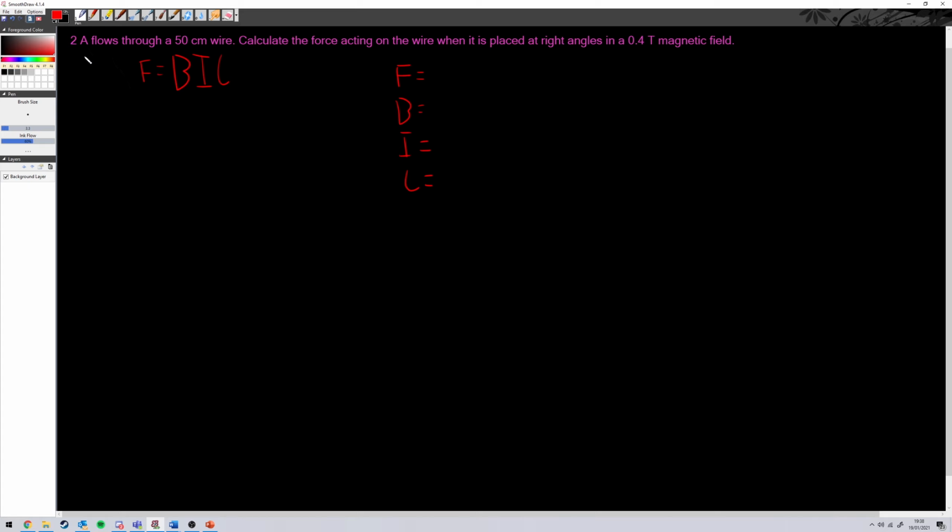Well, current here, we should know, that is our current. 2 amps. 2 amps flows through a 50 centimeter wire. Now we know centimeter is a measure of length, so I'm going to write that here. Calculate the force. They've told me that I am calculating the force, so I'm going to box that. That is my question mark. So calculate the force acting on the wire when it's placed at right angles in a 0.4 Tesla magnetic field.